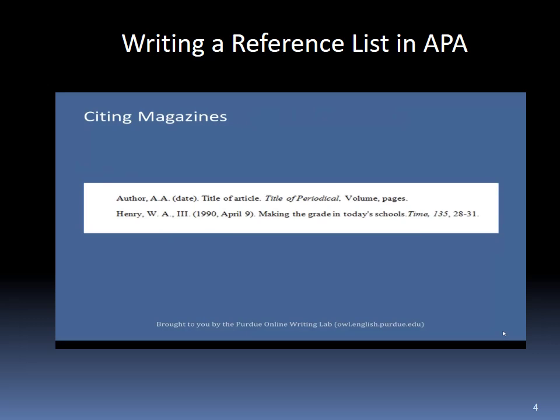Cite magazines by listing the author's name, last name first, followed by first and middle initials, and a period. Indicate the date the article was published in parentheses, noting the year first and then the month and day. Then include the title of the article, followed by a period. Italicize the title of the periodical, followed by a comma. List the volume number, followed by a comma, and the inclusive pages, followed by a period.